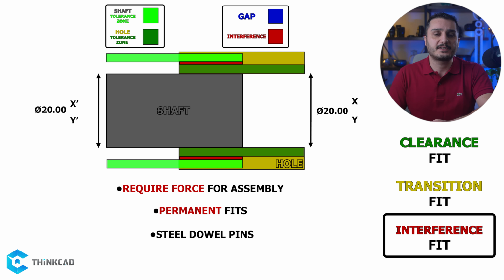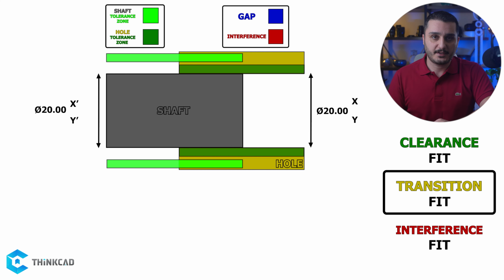Steel dowel pins, for example, are assembled into their mating counterpart using interference fit. In most interference fits, you can make the assembly happen by using force, either push force or impact. In some cases, you are forced to even heat up the part so that it expands, thus making the assembly possible. Now the last type, transition fit.